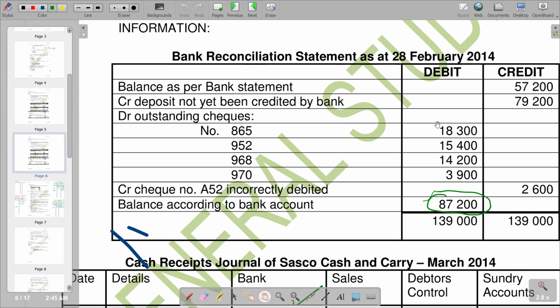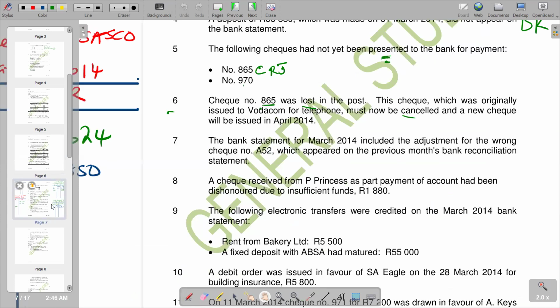So this correction is not effected at this point. A bank reconciliation is just a document that's being put in place. So during the current period now, it was now effected. In other words, the 2,600 was now credited. That's what that statement is saying. The 2,600 was now credited. So it was now corrected. So that's what our statement is trying to say by saying the bank statement for March 2014 included the adjustment for the wrong check number A52. So it means there's no problem with this check. It was now corrected. It's not going to affect any adjustment according to the explanation that we are given there. So we can just keep it. We go to the next one.